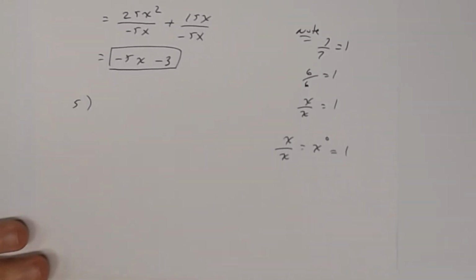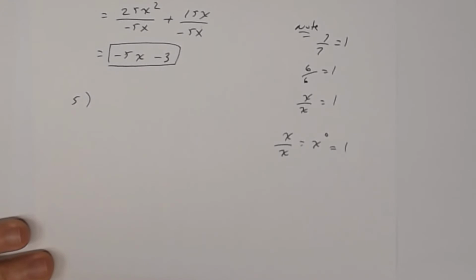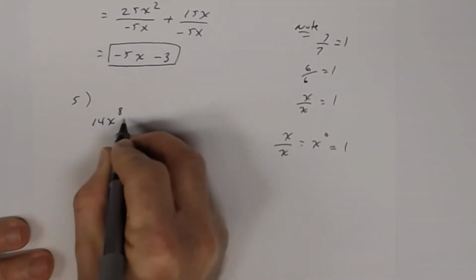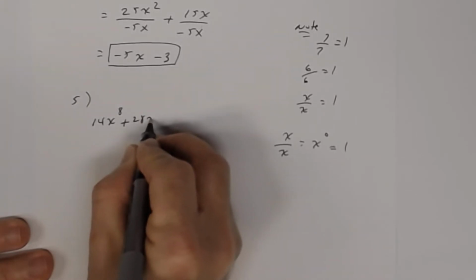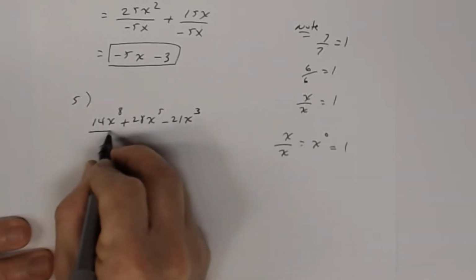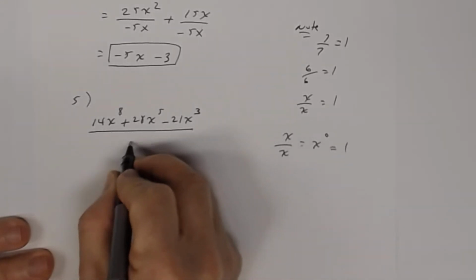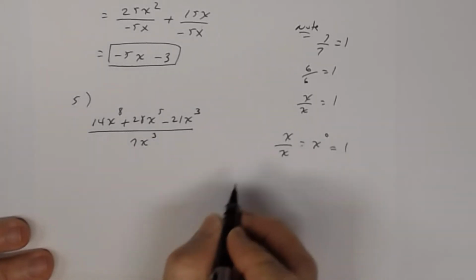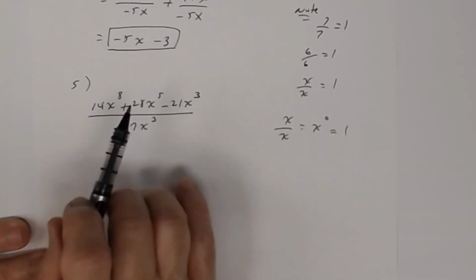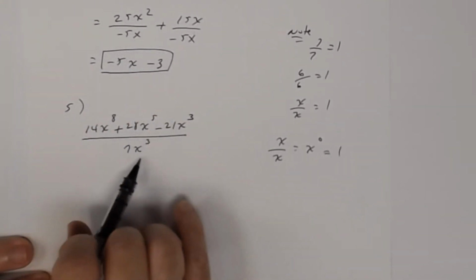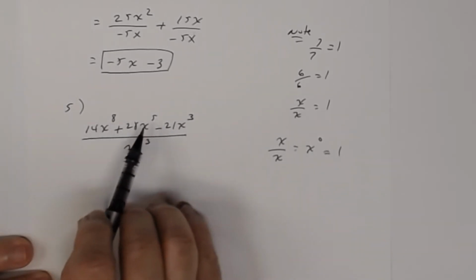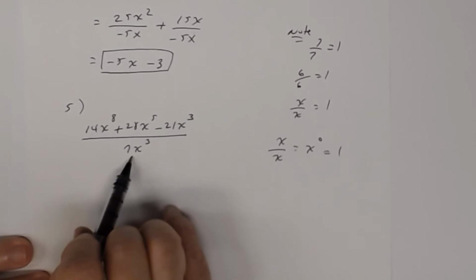Okay, so let's look at number 5. In number 5, let's suppose we had (14x^8 + 28x^5 - 21x^3) divided by 7x^3. All right, so this time you have 3 terms, so you're going to write this just like you did before as 3 separate fractions. So each of those terms in the numerator will be divided by this monomial.